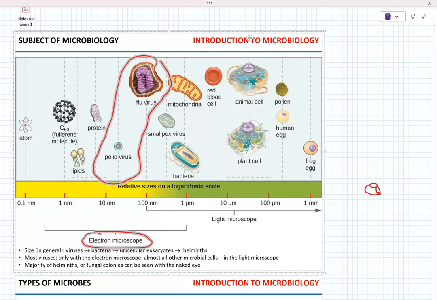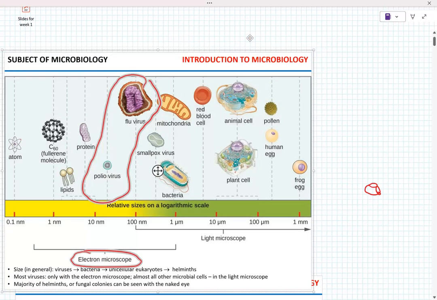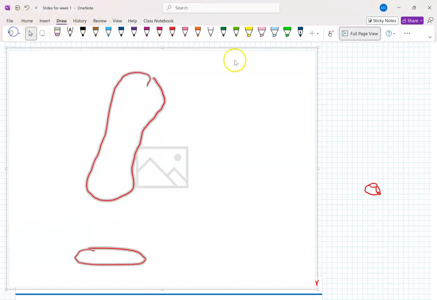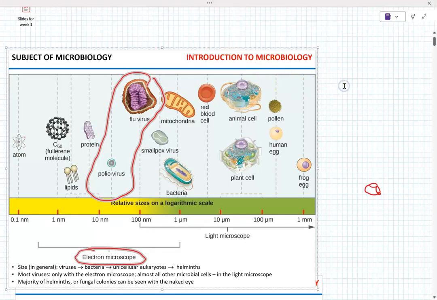No, it isn't. The largest viruses, not even the smallpox, but viruses like Pandora virus, you can fairly clearly see in the light microscope. Does that make sense? So we can say that in general, you need an electron microscope to see viruses. But there are exceptions from the rule.